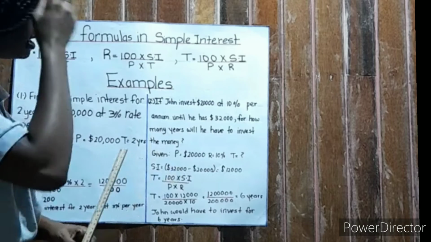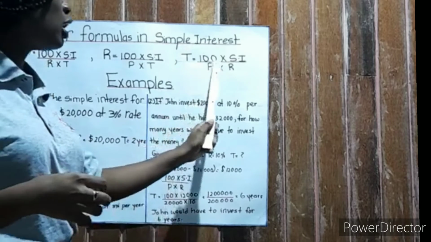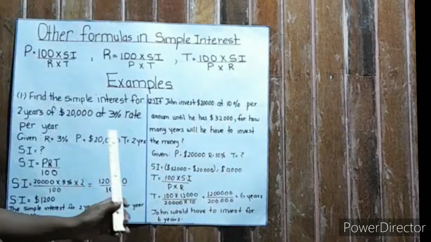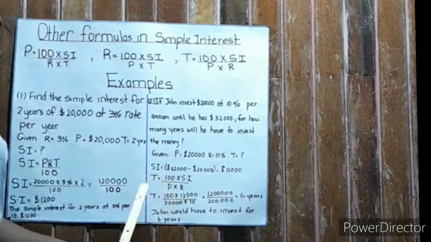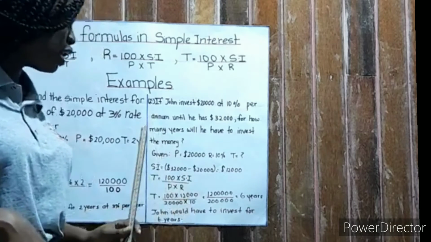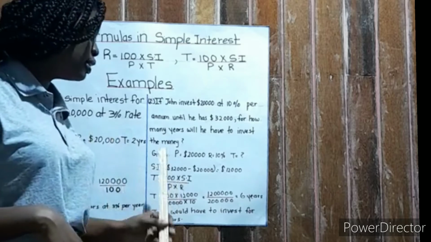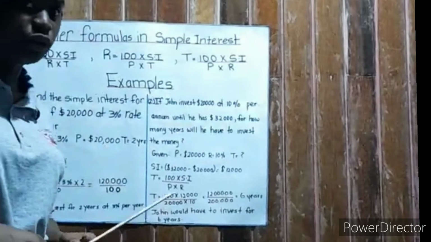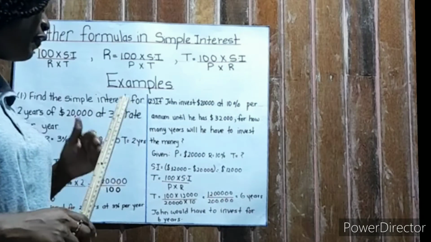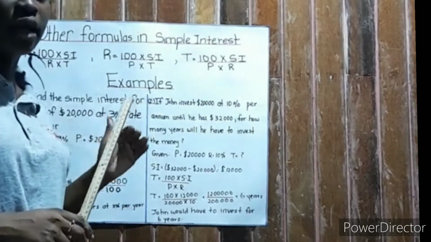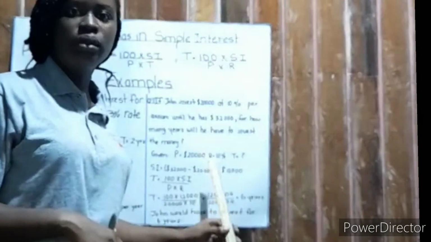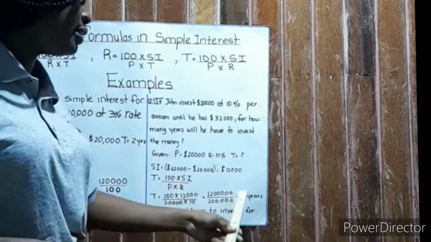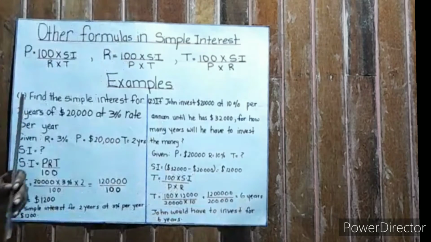Now we'll substitute it into the time formula. T is equal to 100 times SI over P times R. We substitute these values into this formula. So T is equal to 100 times 12,000 divided by 20,000 times 10. We multiply the top values first and then the bottom values. And when we finish multiplying the top and bottom, we divide the values, right? And when we finish dividing these values, we get 6 years.